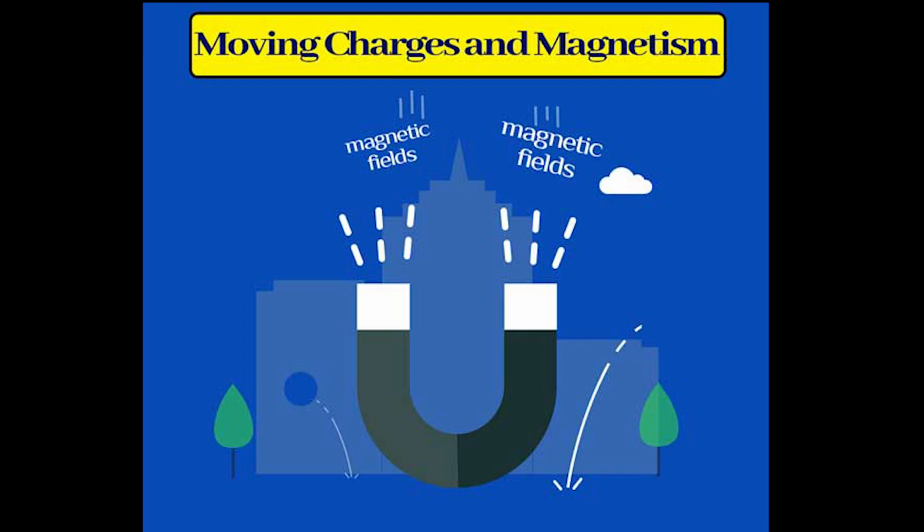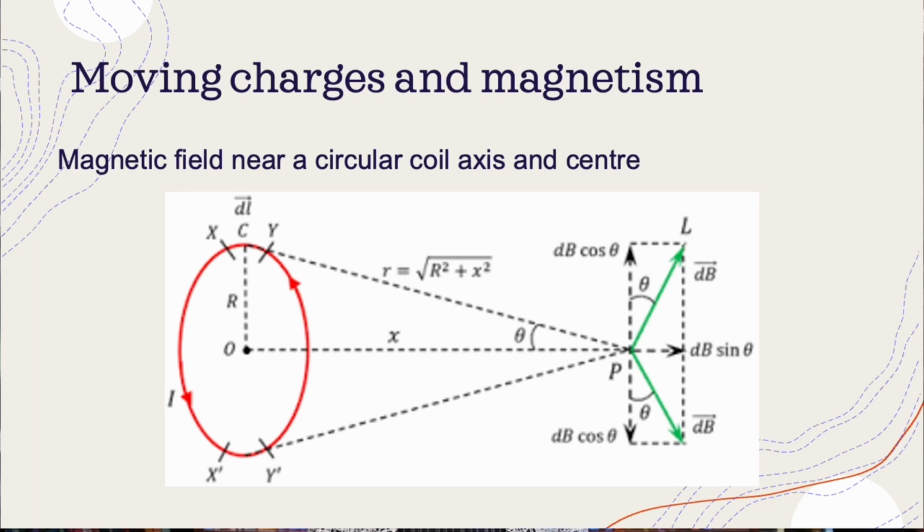We move on to the next unit, magnetic effects of current. Chapter 4 and Chapter 5. The first topic of Chapter 4 is magnetic field on the axis and center of a circular current carrying loop using Biot-Savart's law.